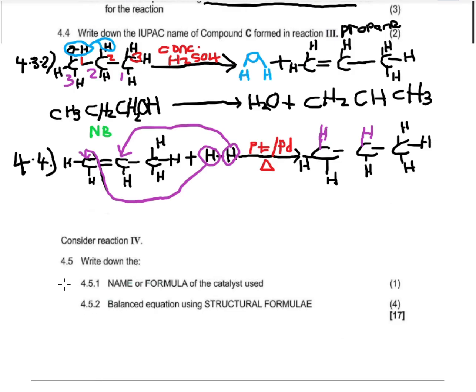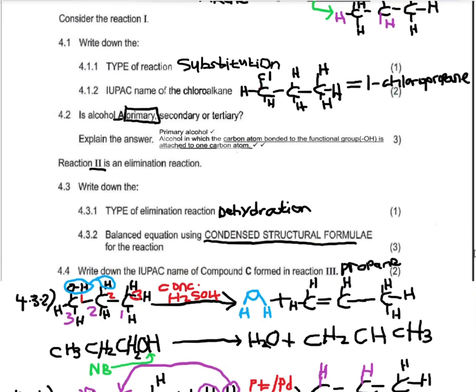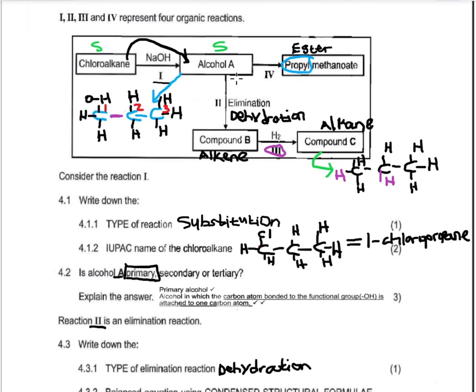Now let's go to question 4.5. Question 4.5.1: name the formula of the catalyst used. That is reaction 4. Now they are saying consider reaction 4. Reaction 4 here, guys, is from an alcohol forming an ester. From the previous lesson we have said this is esterification. And what is the reaction condition? The reaction condition is concentrated sulfuric acid.